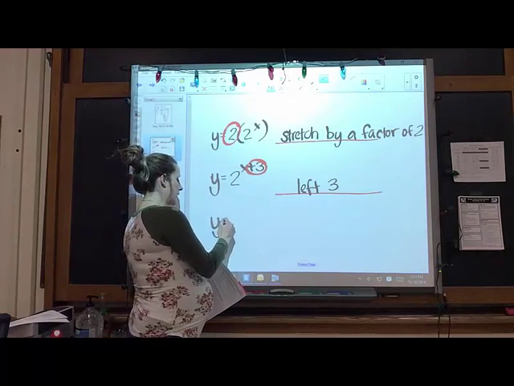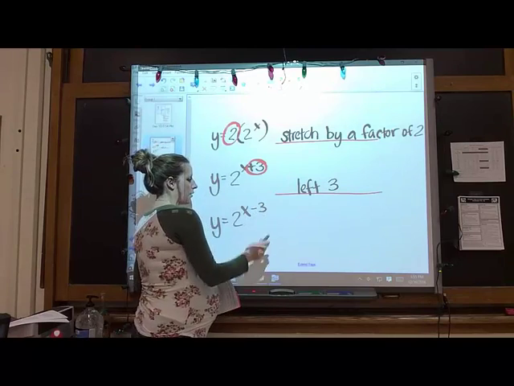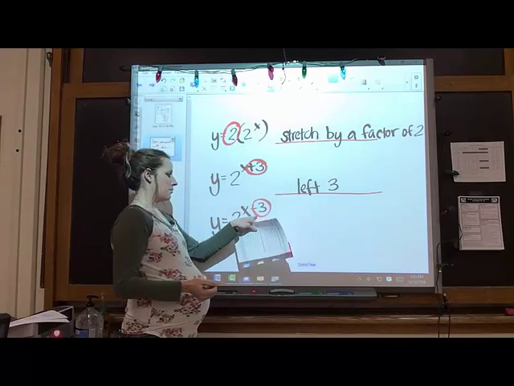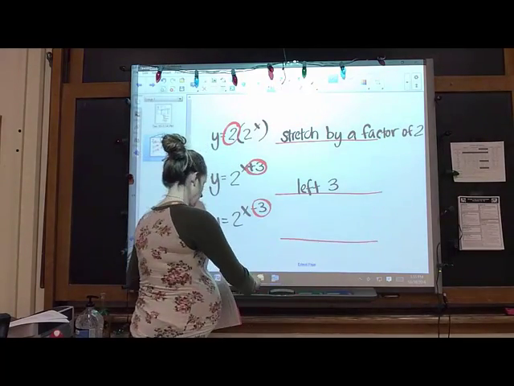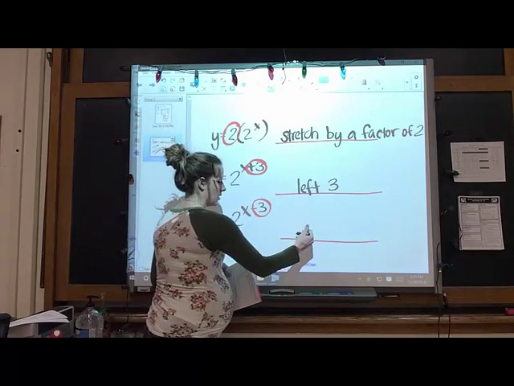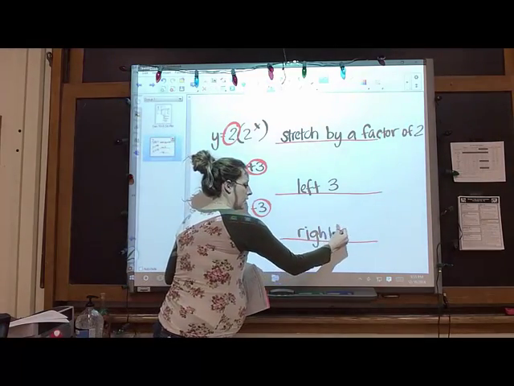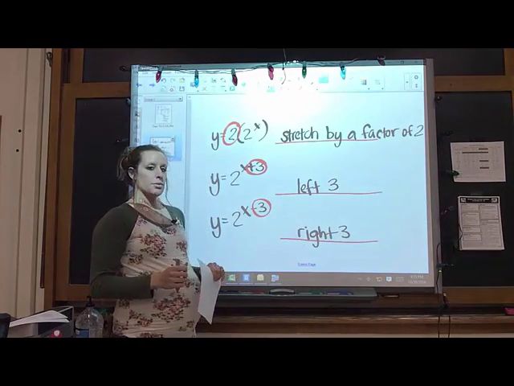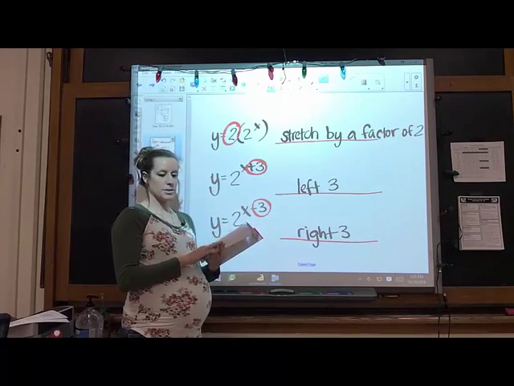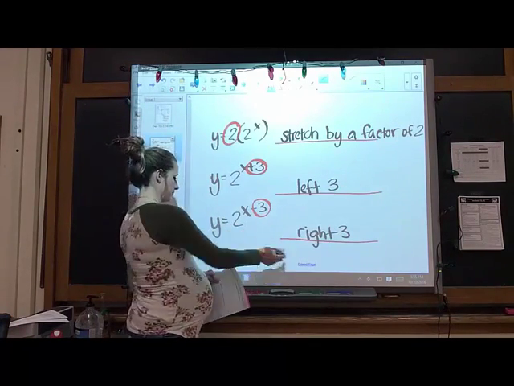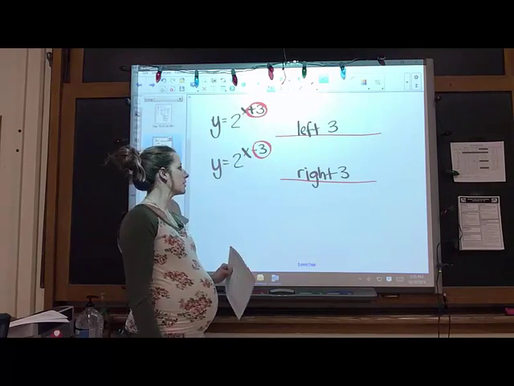So if you look at the next one, 2 to the x minus 3, how do you think that one's going to move? Now we have a minus 3 with the x, and it'll move it right 3. It does the opposite of what you think. If it's in parentheses, exponent, or square root, if it's with the x, it does the opposite.